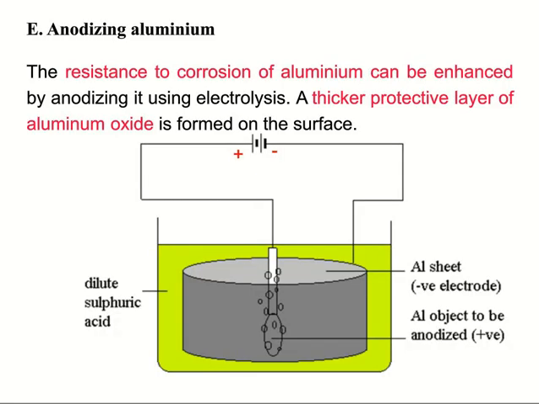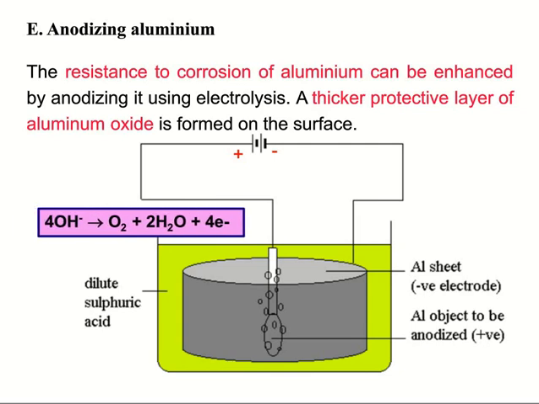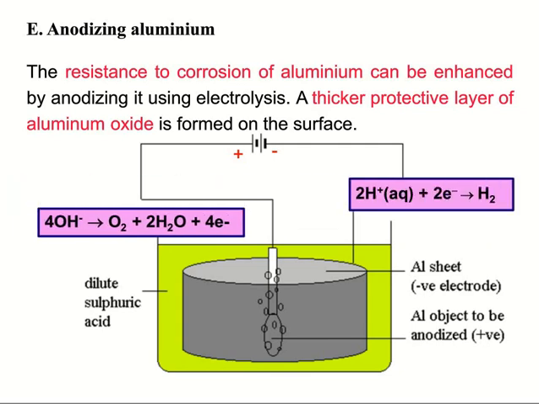Anodizing aluminum. The resistance to corrosion of aluminum can be enhanced by anodizing it using electrolysis. A thicker protective layer of aluminum oxide is formed on the surface of aluminum. We have taken dilute sulfuric acid. An aluminum sheet acts as the negative electrode, and the aluminum object, like a spoon, to be anodized is taken as positive. This aluminum gets a layer. Oxygen gas is liberated at the anode, hydrogen gas is liberated at the cathode.